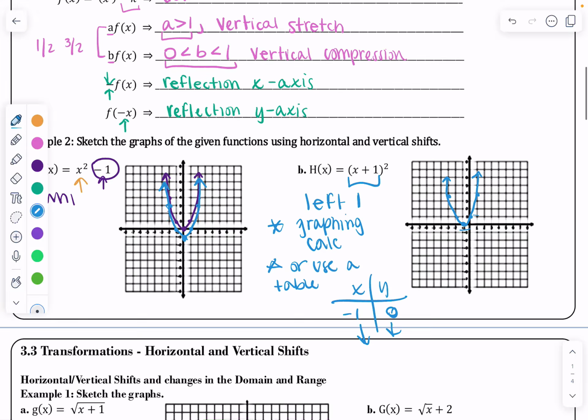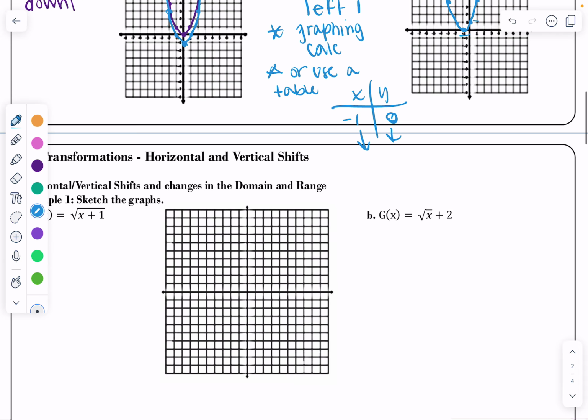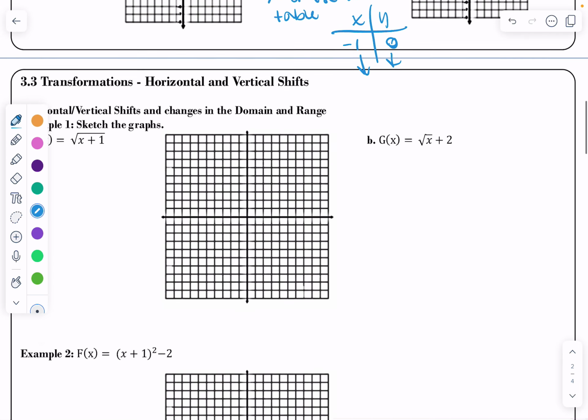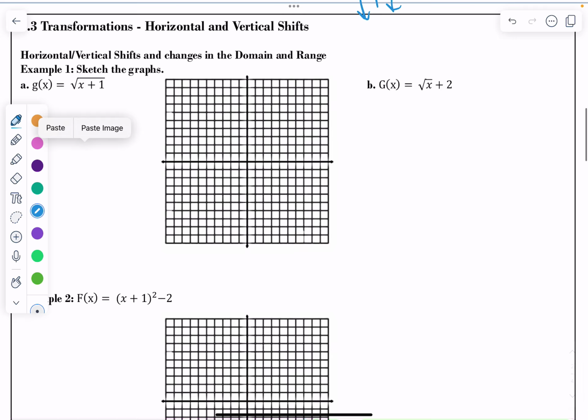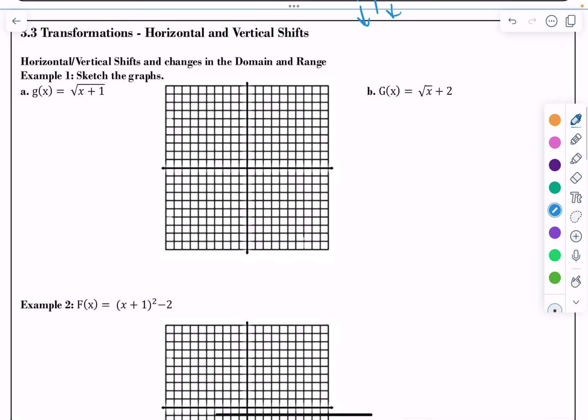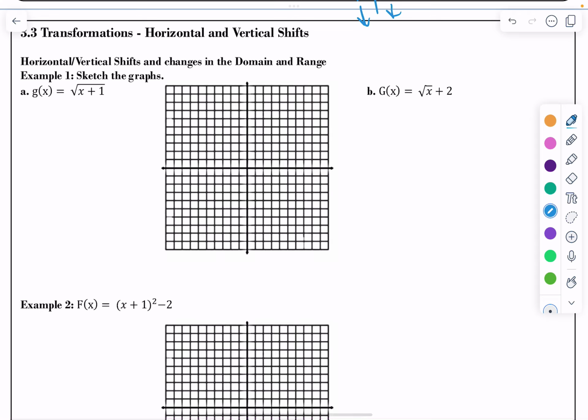All right, other than those two, those are my quadratics. I also have my radical, my square root graphs. So let me move this out of the way. It's the same thing. Your radical is your grouping symbol. So if it's under the radical, that's going to be the shifting left or right. If it's outside, that's going to be the up or down. Because I don't have a calculator on me, I'll just show you how to do it by table if you want, or you can just plug it into your graph.